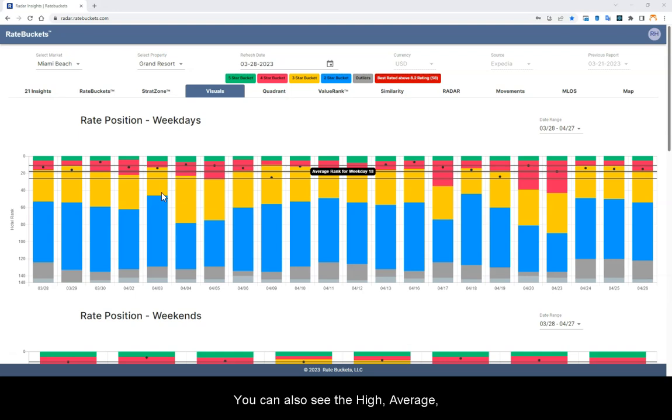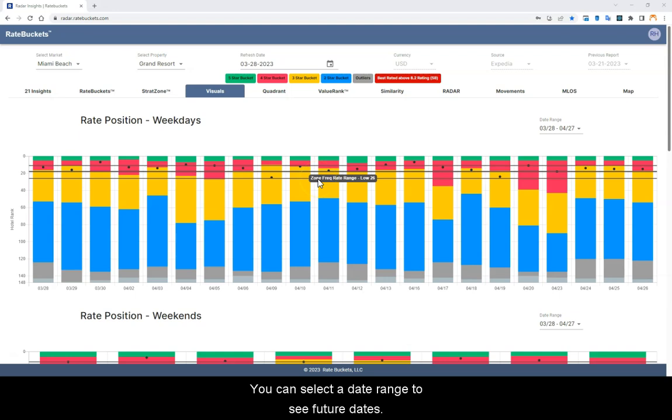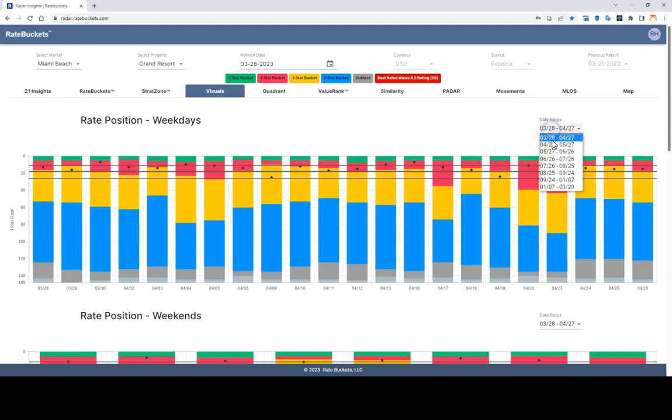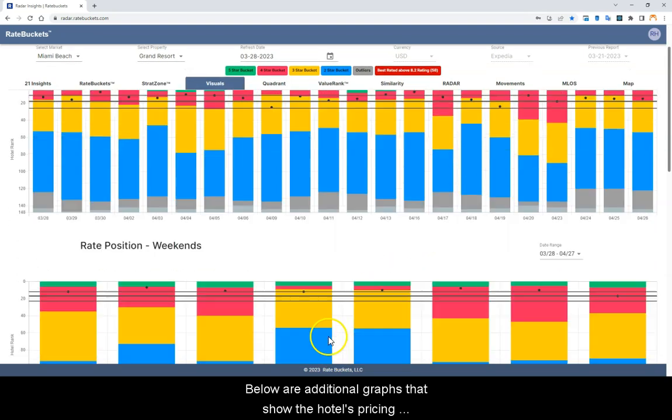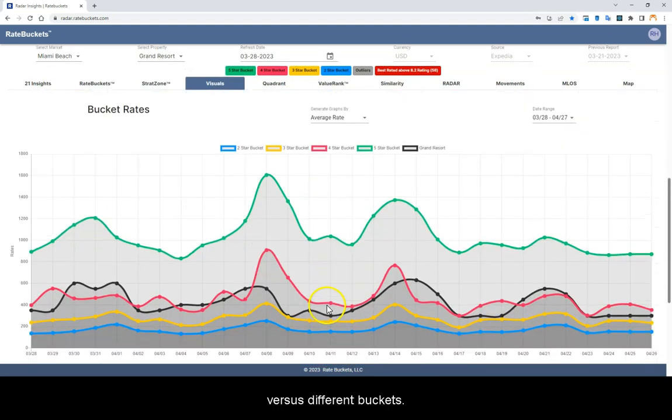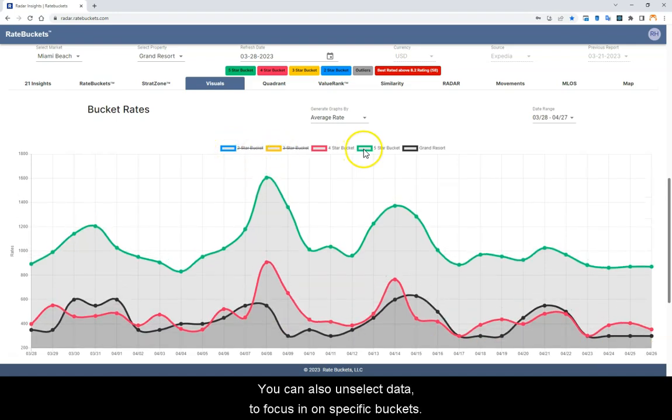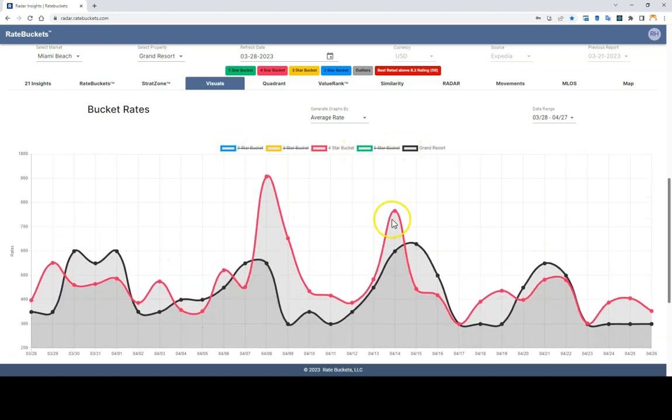You can also see the high, average, and low strat zone ranges. Hovering over each line reveals the rank associated with that range. You can select a date range to see future dates. Below are additional graphs that show the hotel's pricing versus different buckets. You can also unselect data to focus in on specific buckets.